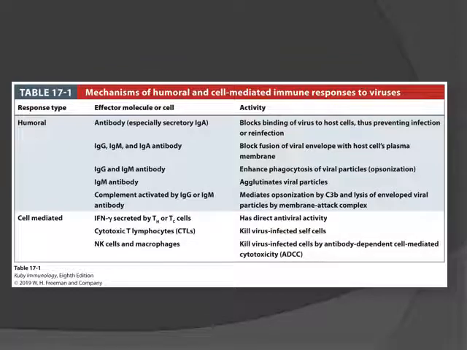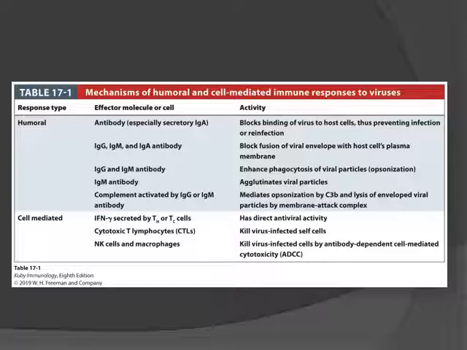In this table we can see the mechanisms of humoral and cell-mediated immune response to viruses. It is a nice table that briefly summarizes all the events we talked about earlier. For humoral immunity, what are the effector molecules or cells, and what is their activity? For IgA, its function is to block binding of virus to host cells, thus preventing infection or reinfection. When we say infection, we imagine the vaccine; reinfection is the natural immunity that we have.